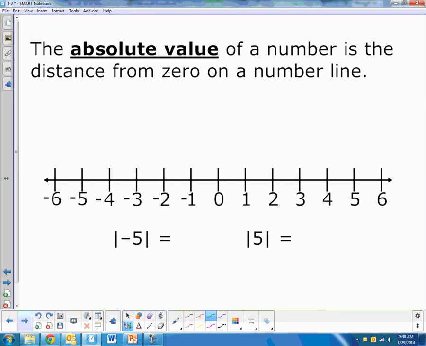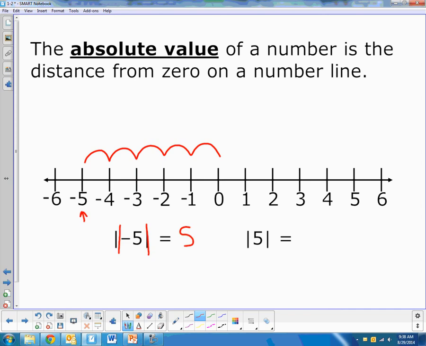So the absolute value is not the opposite. The absolute value is the distance from zero. So if you look at this first one here, negative 5. Okay, negative 5. Well, negative 5 is right there. I want to know how far from zero is negative 5. Now let's see, 1, 2, 3, 4, 5. So the absolute value, these vertical bars here mean absolute value. The absolute value of negative 5 is 5. It's 5 away from 0.